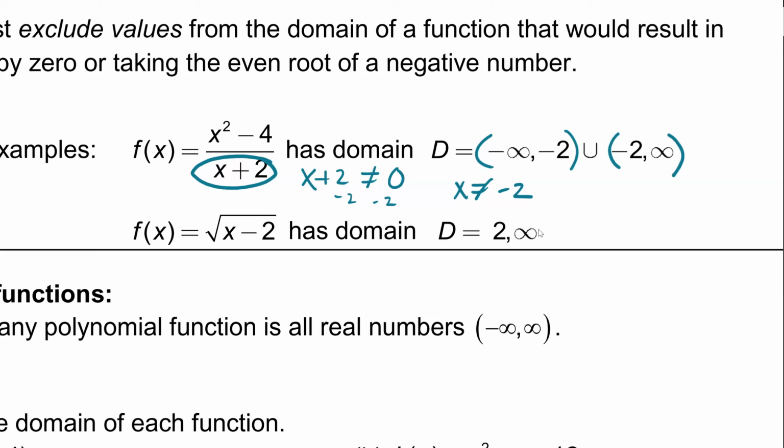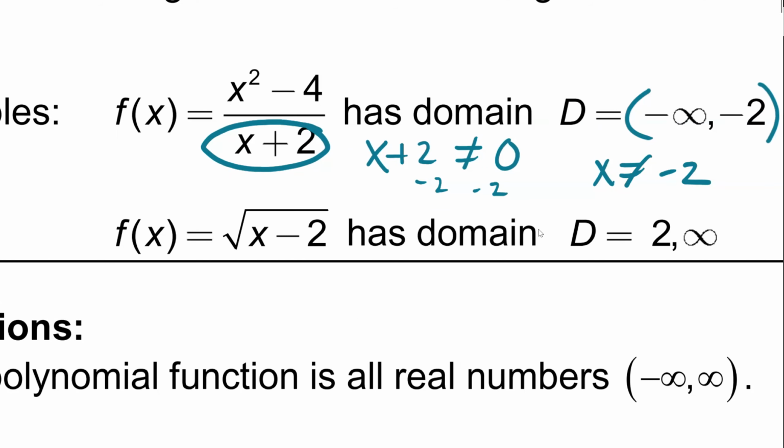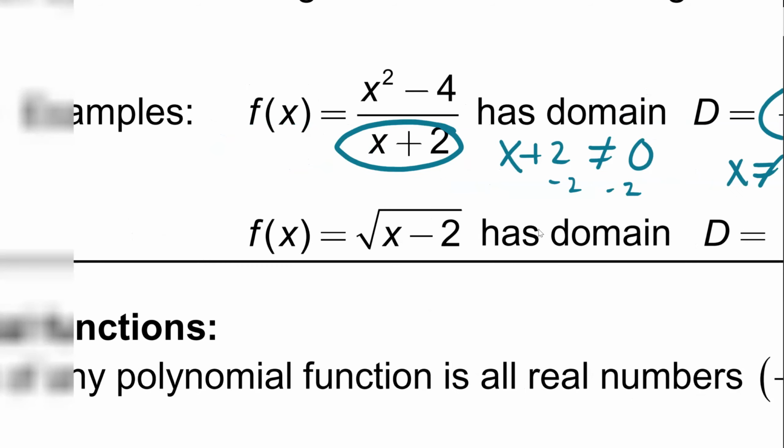Okay, so we figured out it's just going to be the place where I'd make the bottom go to 0. And then if I have this root, so I know the square root is going to look something like this.